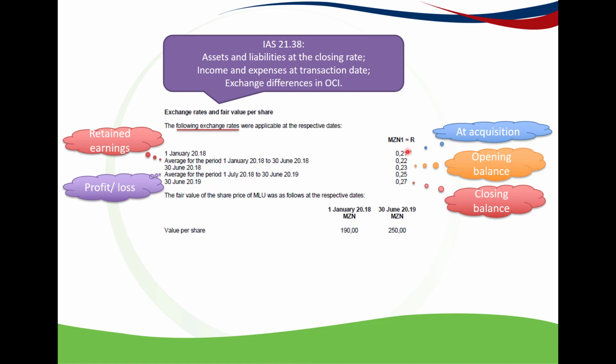It depends on how this ratio for the exchange rates are provided. It says one foreign currency equals this in Rand. So any amount in MZN, for example, this 190, if you want to get to the Rand, you multiply it with the exchange rate. If it was the other way around, if we say MZN equals 1 Rand, then it would have been divided.